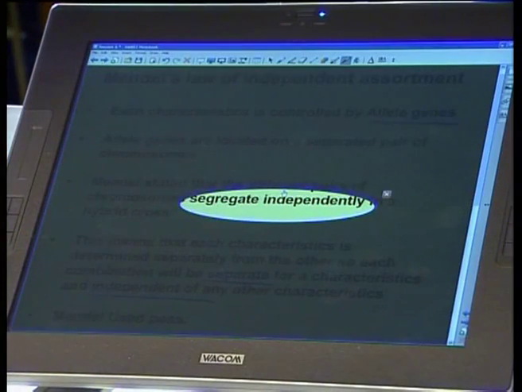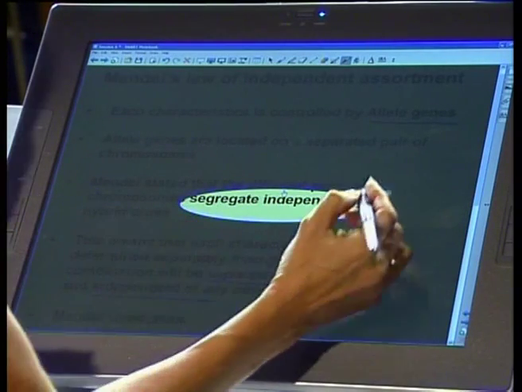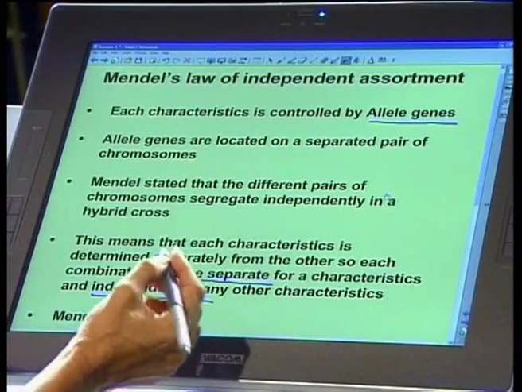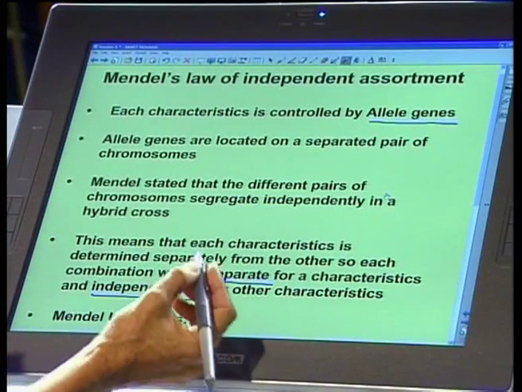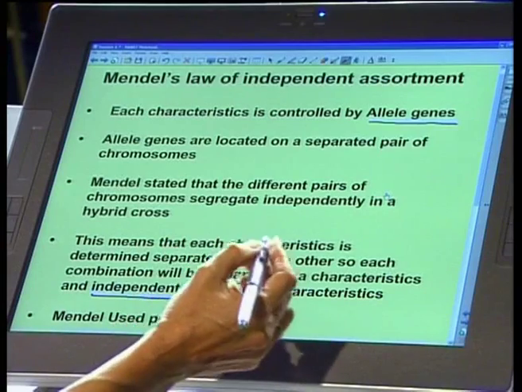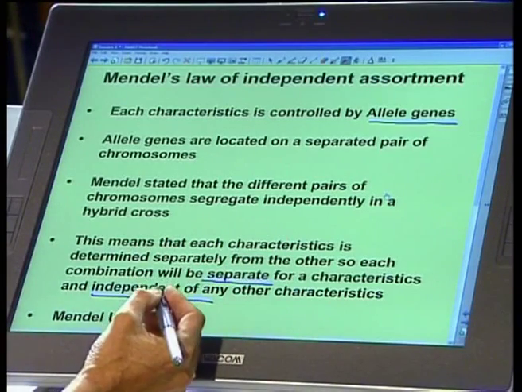Segregate independently, so they are not dependent on one another. This means that each characteristic is determined separately and that each combination will be separate and independent. And that is why we do step 1 in a dihybrid cross, because we're looking at what the combinations are from the one parent and what the combinations will be from the other parent with their different groupings or types of traits. All right?